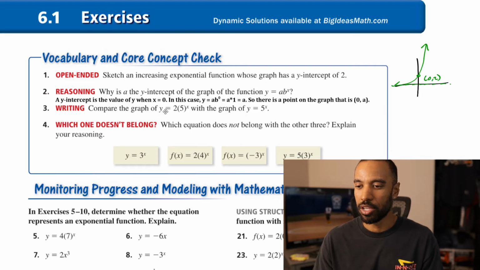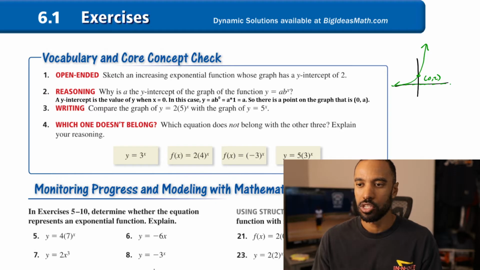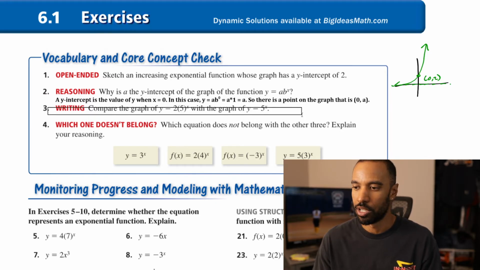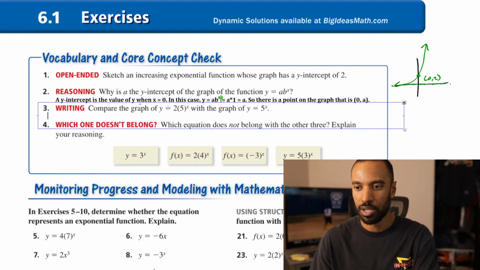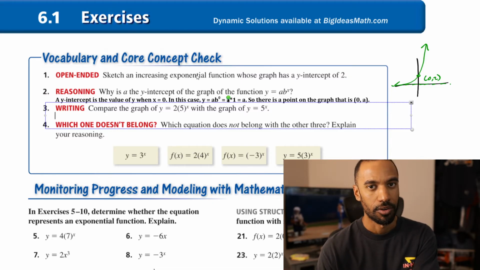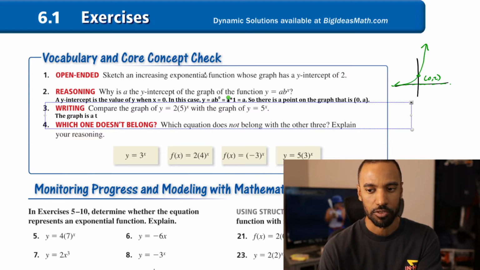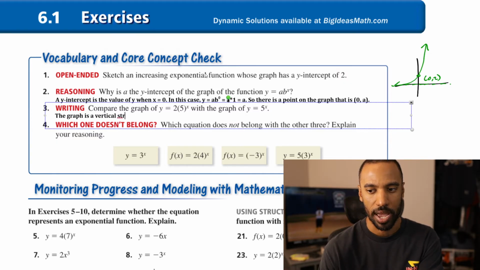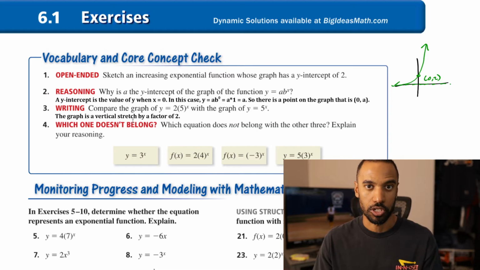Number 3 on writing: compare the graph of y equals 2 times 5 to the x with the graph of y equals 5 to the x. Well, this is one of those things where we're just talking about a vertical stretch. It's literally something that's affecting your function. Remember, the function is the exponential portion, which is what 5 is being raised to. Something after that is happening, right? The graph is a transformation, a vertical stretch by a factor of 2. It's going to be twice as tall for every x value. The y's are going to be doubled for every x value compared to the original one there.